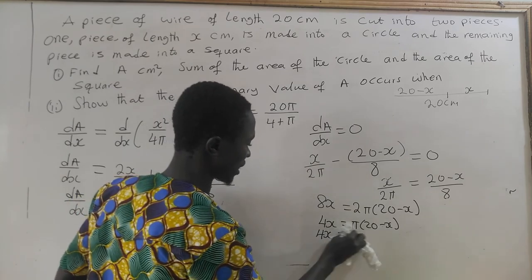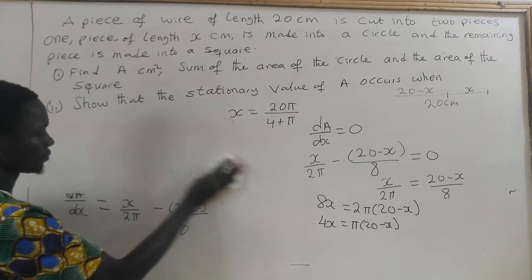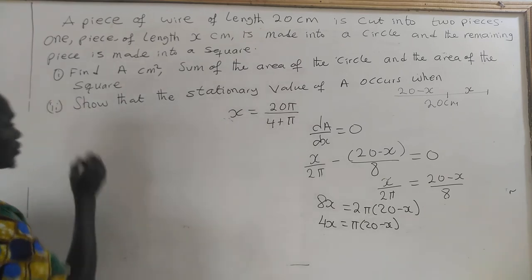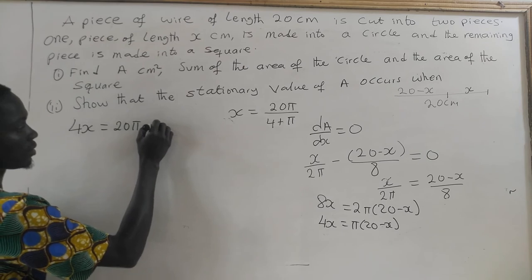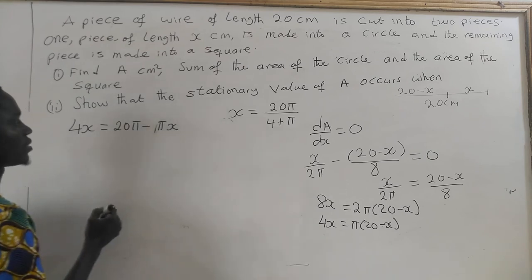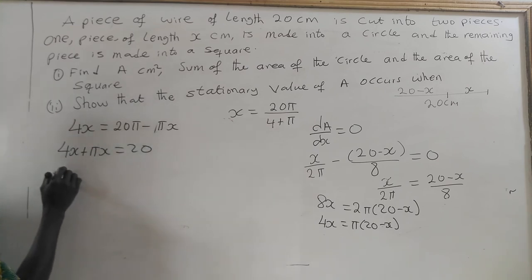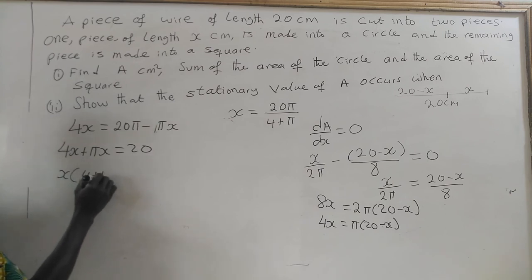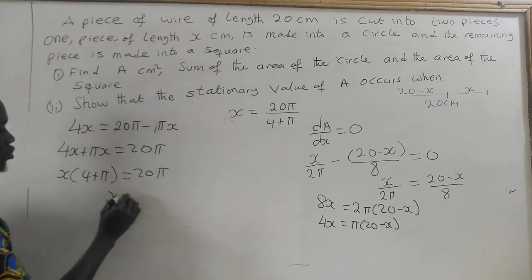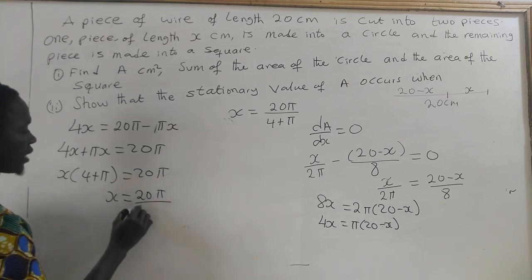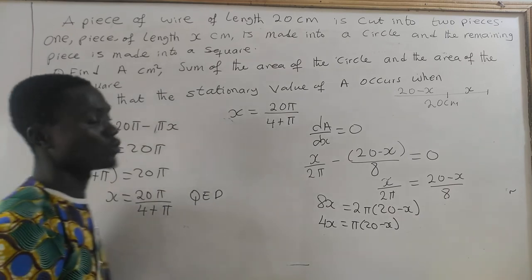I think the camera does not capture this area, so let me write it at the top here. We have 4x equal to 20 pi minus pi x. We have 4x plus pi x equal to 20 pi. If we factorize x out, we have x times (4 plus pi) equal to 20 pi. We have x equal to 20 pi divided by 4 plus pi. And that is to be shown.